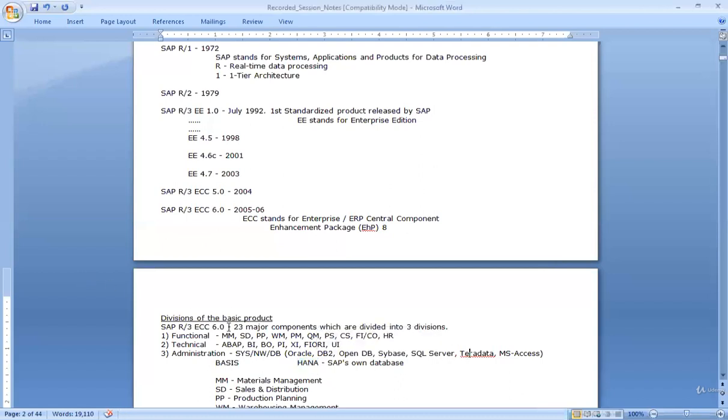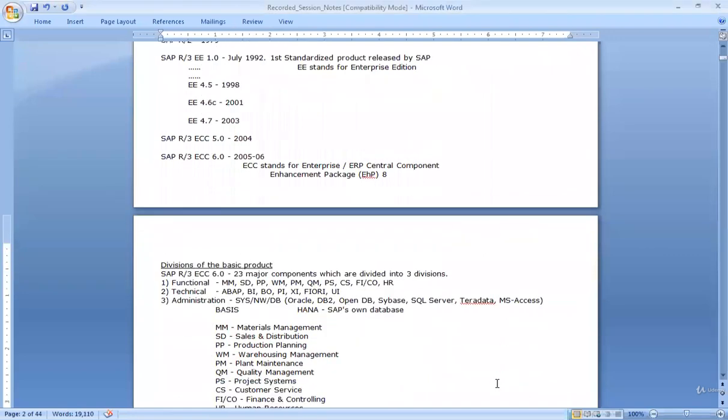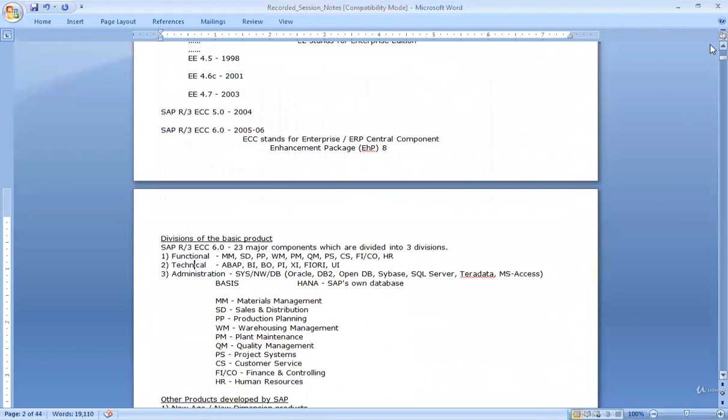So coming back to the core product, the SAP R3 ECC 6.0. So these are the three divisions: functional, technical, and administration. Now these functional components are used for carrying out activities of a specific nature. Each of the components have a specific type of activities to be carried out. So we look at some of these components.